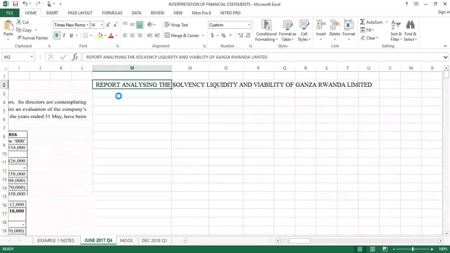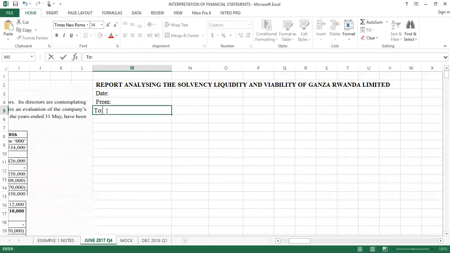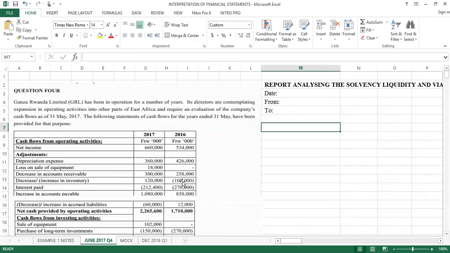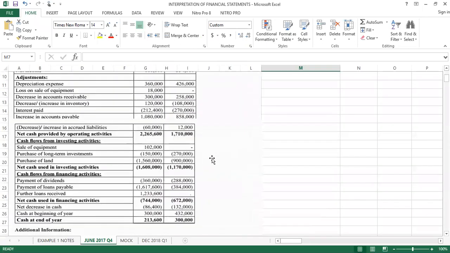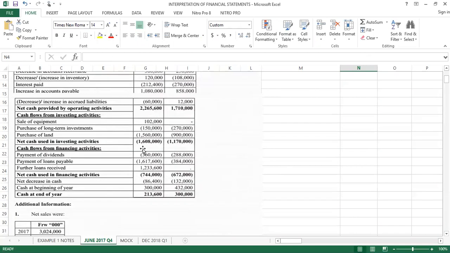The title of report. So, of course, you must put the date. You must show what else? From who? Who is it from? And who is it to? So in a report, you must give those items. The date, the particular date. What is the date? The balance sheet date, 31st May 2017.